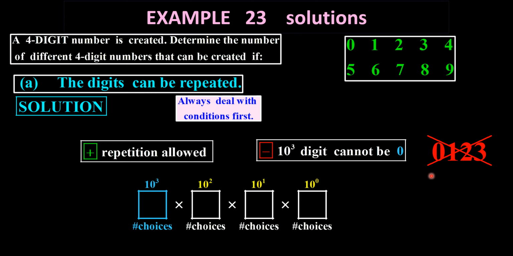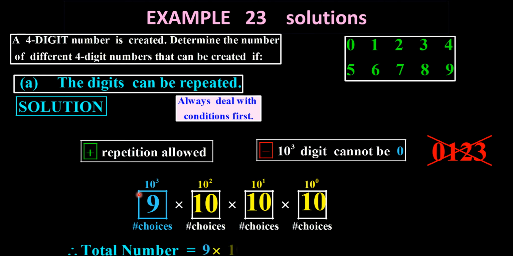So let's look at our options now. So the spaces. In other words, here I cannot have a 0. So how many options do I have? I have any of the 9. But then for the 100th digit, or that place there, I can have any of the 10, and any of the 10, and any of the 10. That's because repetition is allowed. So in other words, the total number of 4-digit numbers I can have is exactly 9,000.